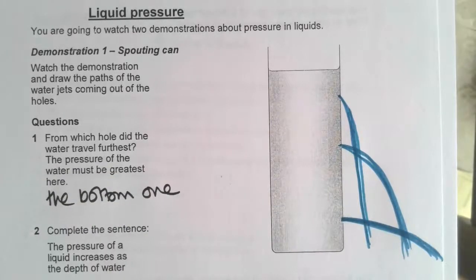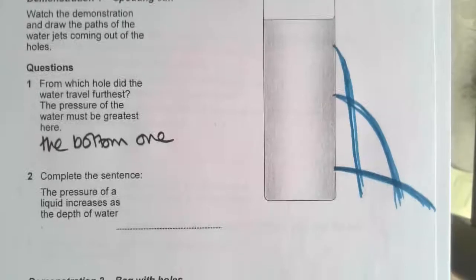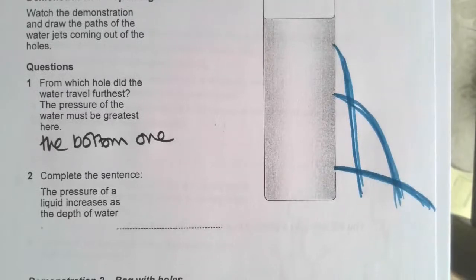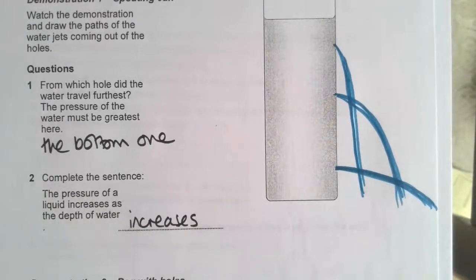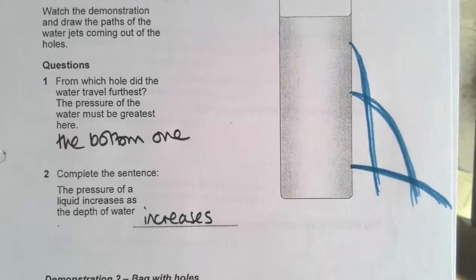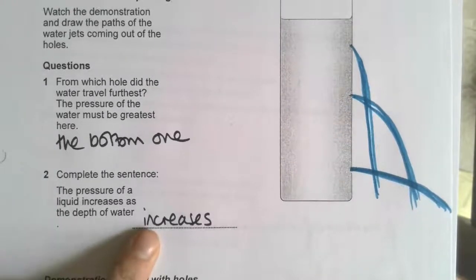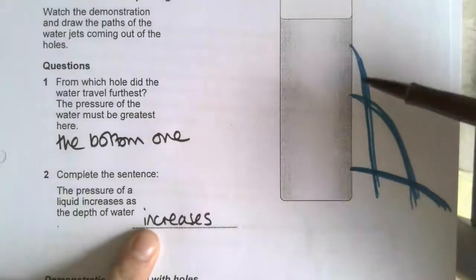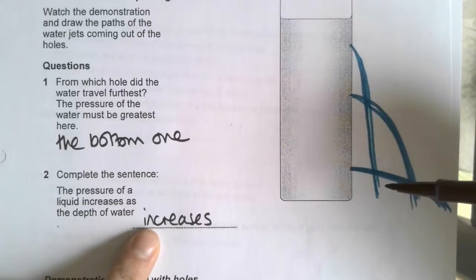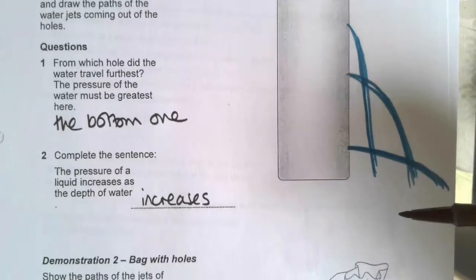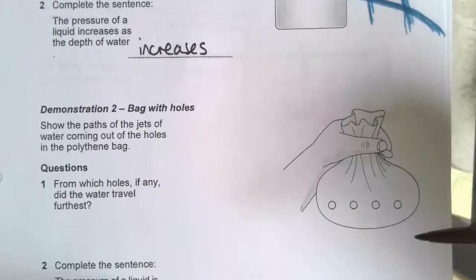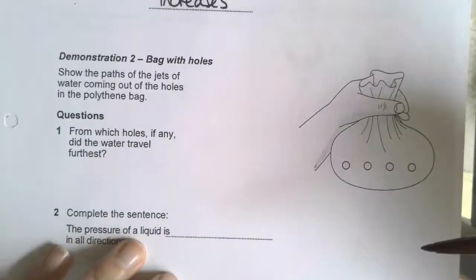And then complete the sentence. The pressure of a liquid increases as the depth of water increases. Okay, that's the first rule that we need to know about pressure in liquids. The pressure. The second thing to know is that pressure acts equally in all directions.